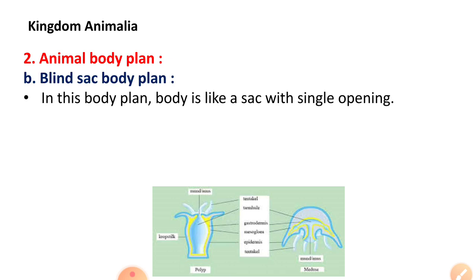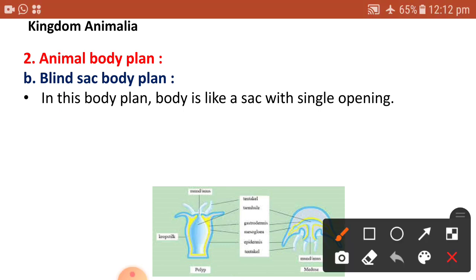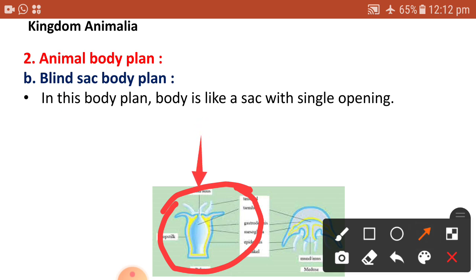The second animal body plan is the blind sac body plan. It shows a little more complex type of animals, and there is a digestive system also. In this body plan, the body is like a sac with a single opening. There is only one opening.